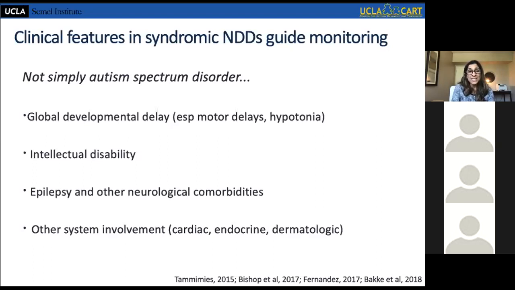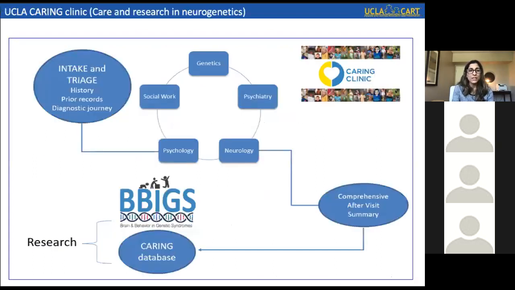And it's in that setting that we developed this clinic we mentioned in other talks called Care and Research in Neurogenetics. The idea of this clinic was really to have a hub for families of kids and adults with neurodevelopmental disabilities who had known genetic trends.